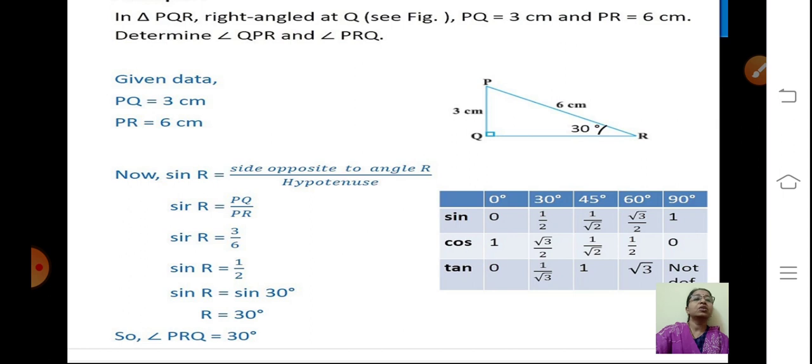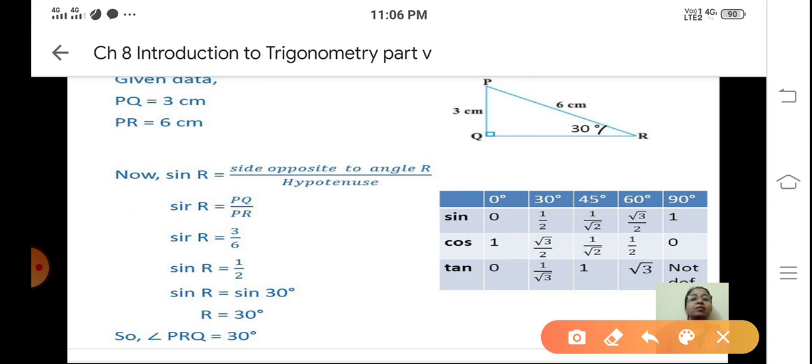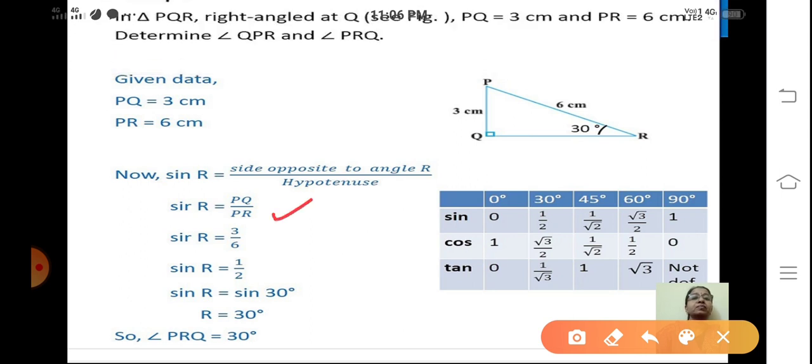So sine ratio definition is opposite side upon hypotenuse. So sine R is equal to PQ upon PR. This one, right? Substitute the value. So sine of R, PQ is 3, PR is 6. Cancel. So you will get sine R is equal to 1 upon 2. Now from the table you find out what is sine of 30 degree. So sine 30 is 1 upon 2, right?